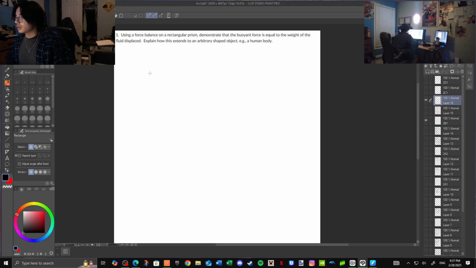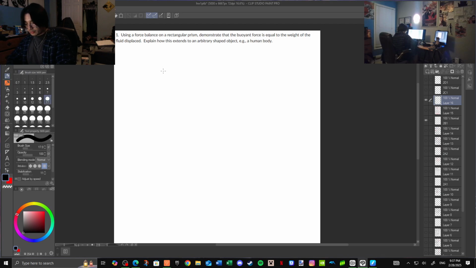Using a force balance on a rectangular prism, demonstrate that the buoyant force is equal to the weight of the fluid displaced, and explain how this extends to an arbitrary shaped object. So we have the figure right here where we have a container. We're going to fill that container with some sort of fluid, and in that fluid lies a rectangular prism.